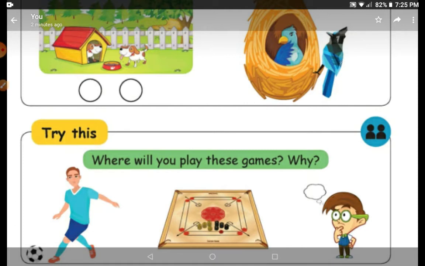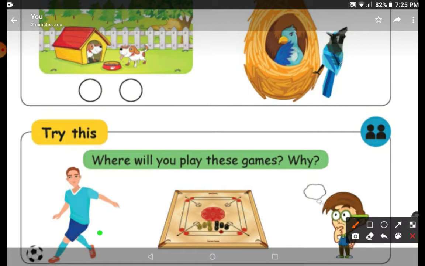Where will you play these games? See, we have two different kinds of games. Some games you can play outside only, but some games you can play inside. See, indoor games and outdoor games. வீட்டுக்குள்ள விளையாடுற விளையாட்டுகள்னு சில இருக்கு, வெளியில விளையாடுற விளையாட்டுன்னு இருக்கு. So we are going to find out them.